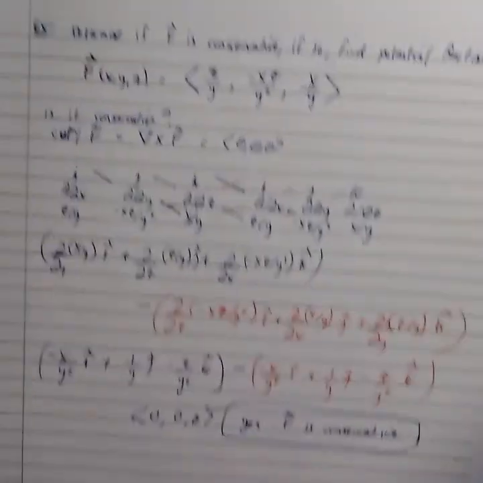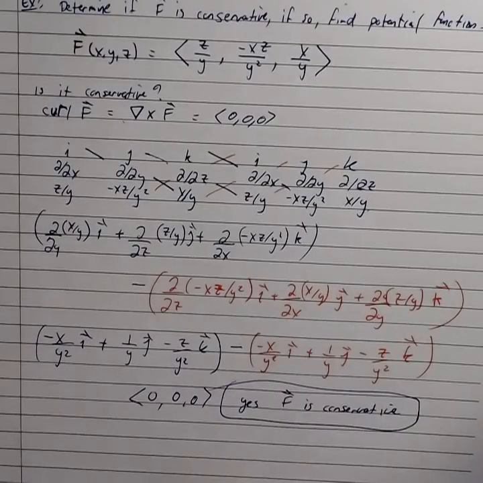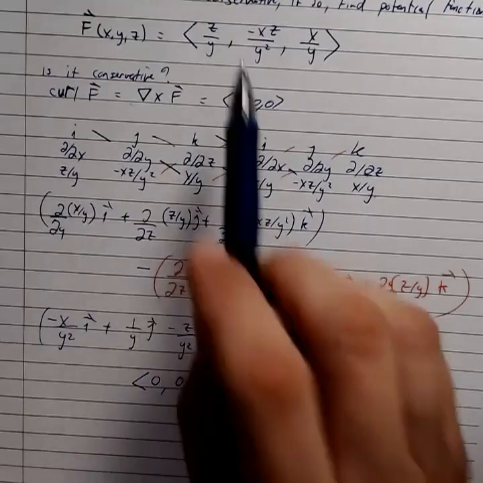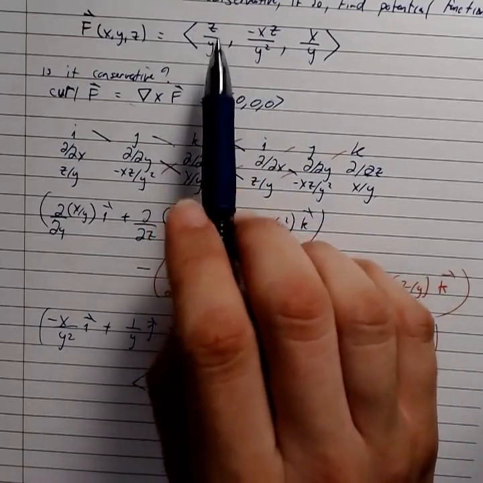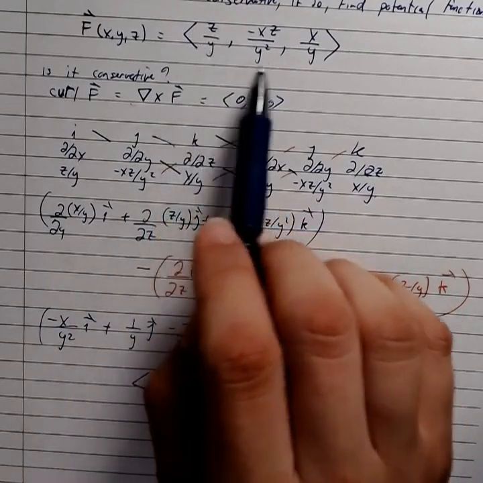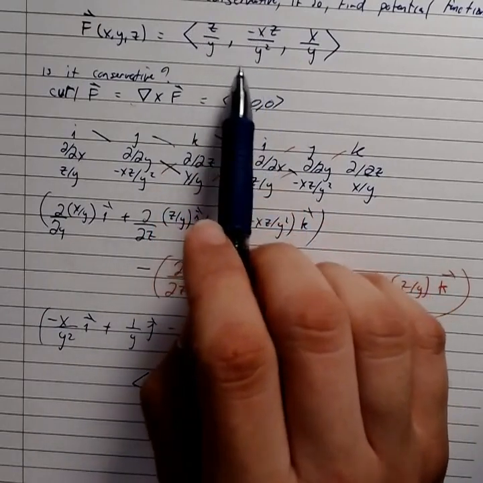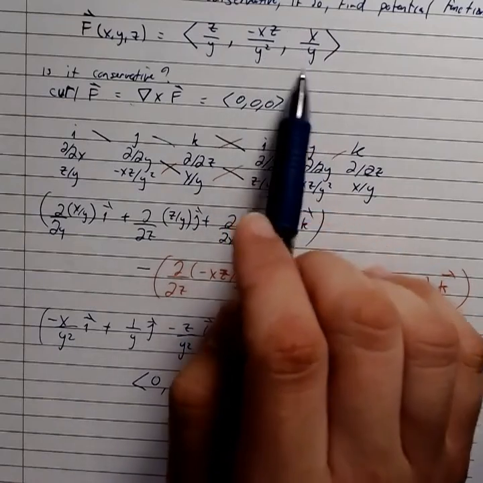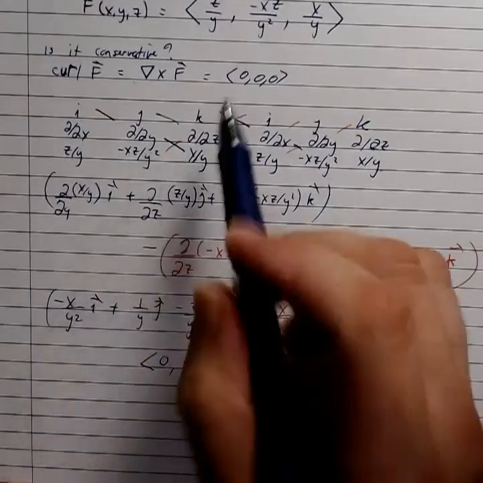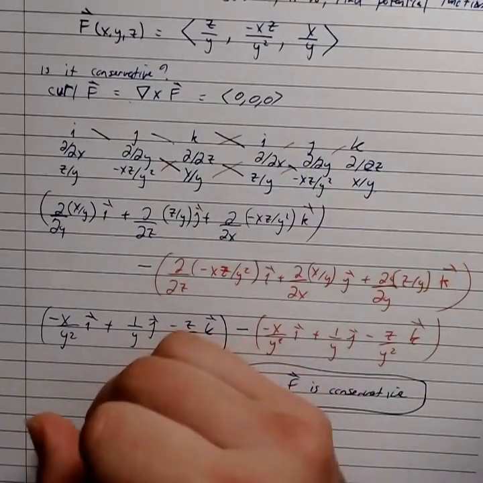So now the second half of the question is to find the potential function. And this is going to mirror what we did in the previous one. Here, because this is the gradient of some function, this must be the partial with respect to x of that function. This must be the partial with respect to y of that function. And this must be the partial with respect to z of that function. So what we're going to do is take the antiderivatives with respect to those variables.